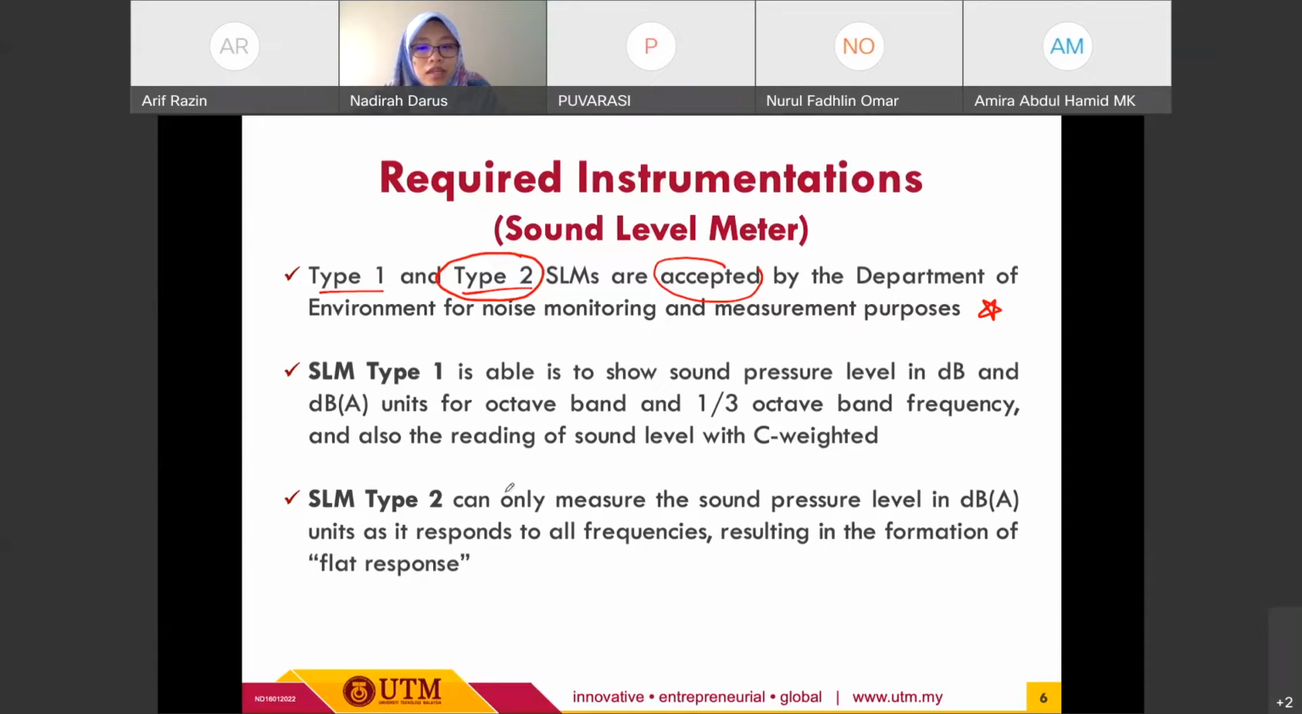Okay, ni macam saya dah mention just now, SLM sound level meter type 1 able to show this one, sound pressure level, and then octave band 1 octave, and 1/3. Dia punya ability sebab dia lagi detail. And then type 2 only measure the sound pressure level. Okay, that's the difference.